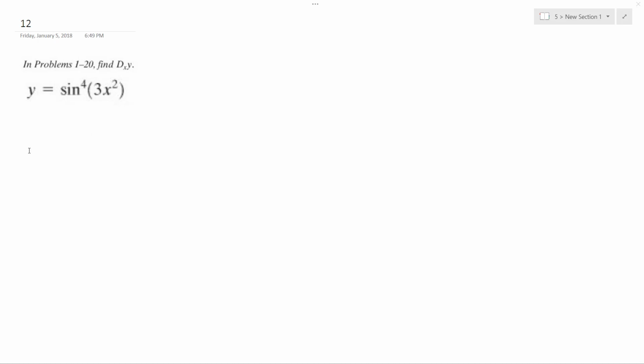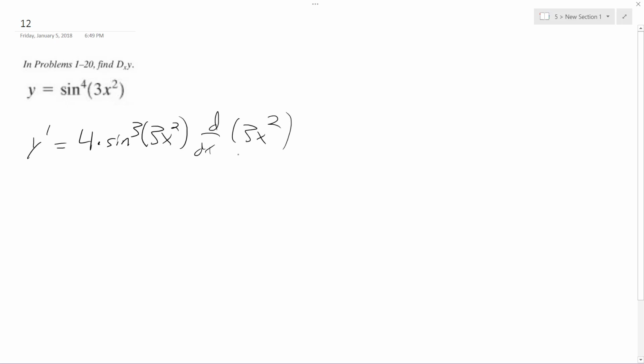Solving this problem, we're going to use the chain rule. So you can kind of think of this raised to the fourth, this right here, as being out here. That way you know what I'm doing when I take the chain rule. So we're going to pull out the 4 times sine cubed 3x squared, and then the derivative of the inside here, 3x squared.